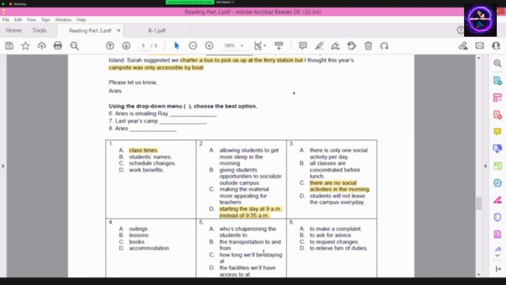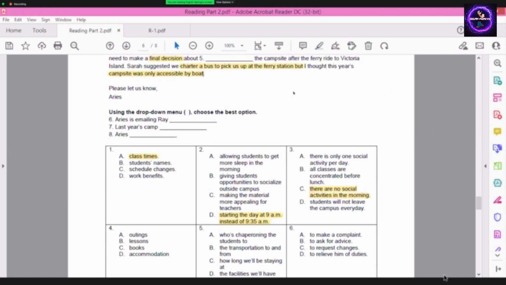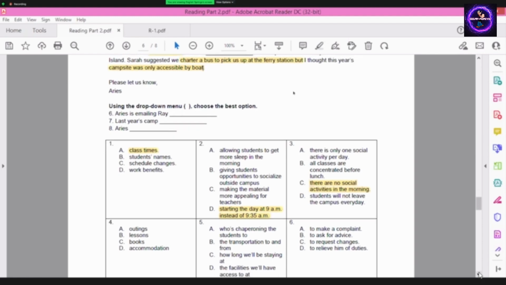Who is chaperoning the students too? No, they both are talking about where and how. One is talking about a bus, another one is talking about a boat. So the straight option is the transportation to and from.